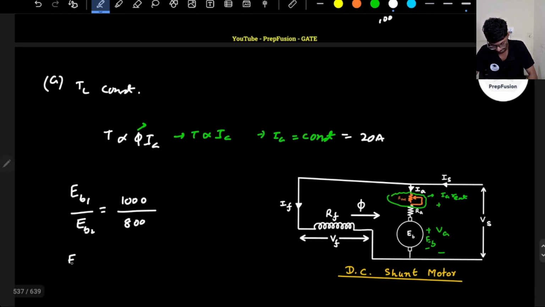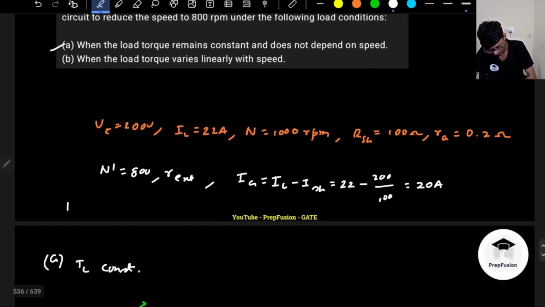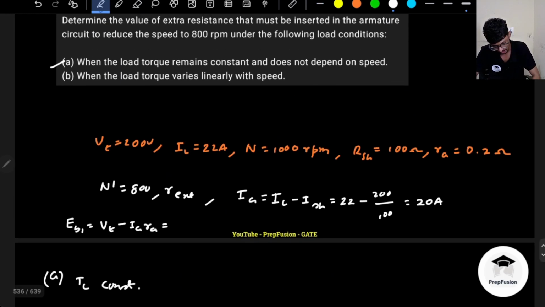So my EB2 will be basically EB1. What is the EB1? I don't know, I will calculate the EB1. So EB1 will be equal to Vt minus IaRa. Initially there was no external resistance connected, so this will be Vt is 200 minus Ia 20 into Ra. Ra is 0.2, so this will be 196 volts.